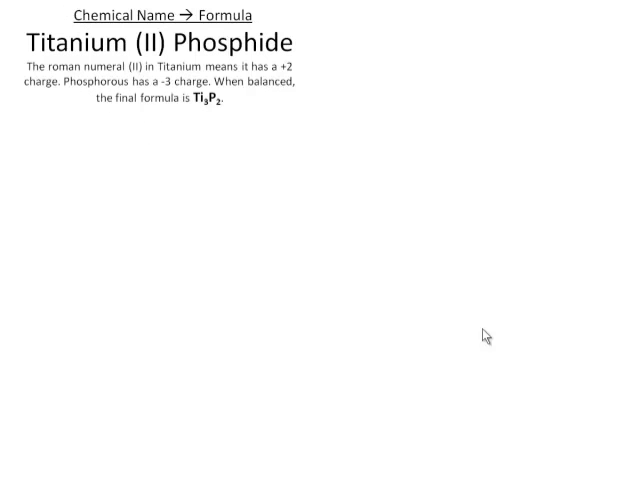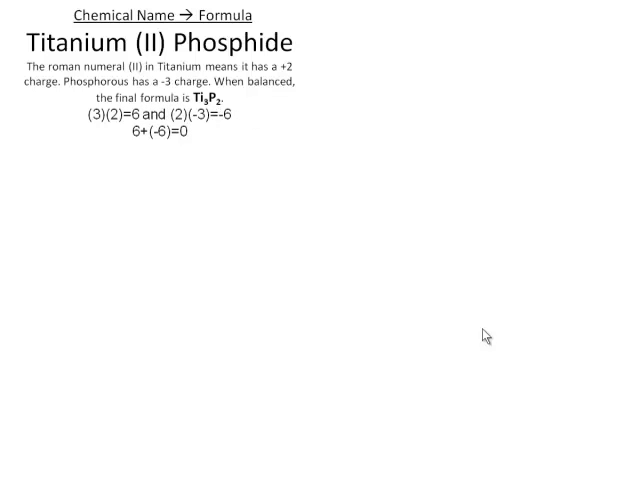First, we're going to change a chemical name to its formula. We're going to start with titanium 2 phosphide. Now, the Roman numeral 2 in titanium means it has a +2 charge. That is the stock system being used, like I explained earlier. Phosphorus, if you look in the periodic table, has a -3 charge. Therefore, when balanced, the final formula is Ti3P2.